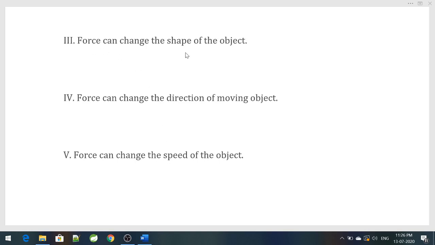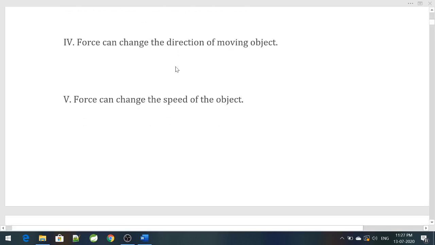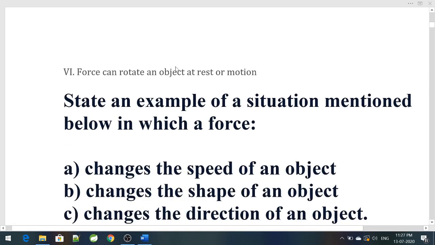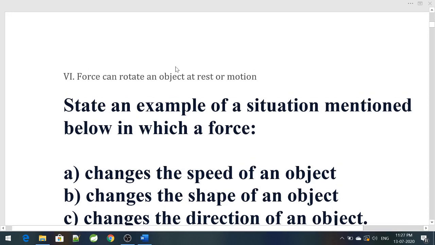And for shape, you can say force can change the shape, you can take an example of, let's say, okay, my mind is not coming. When it clicks in my mind, I will just tell you.